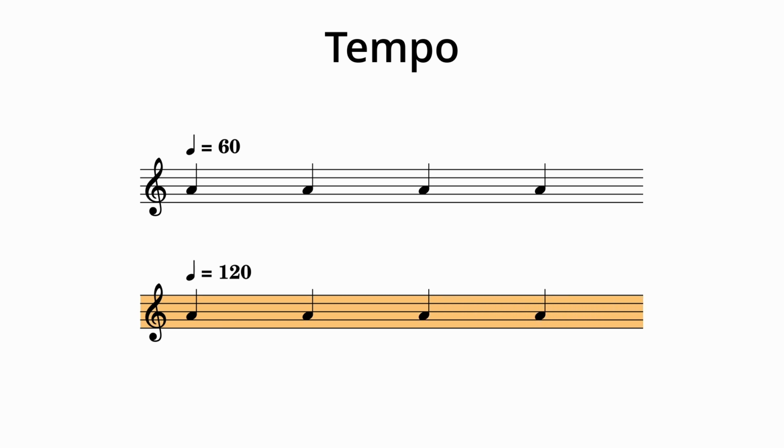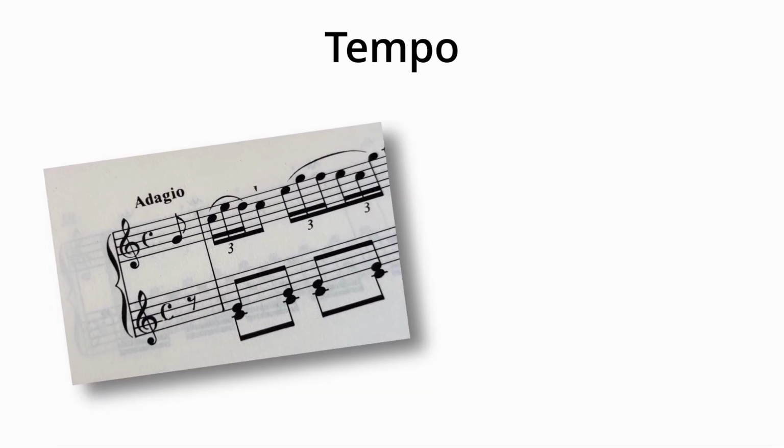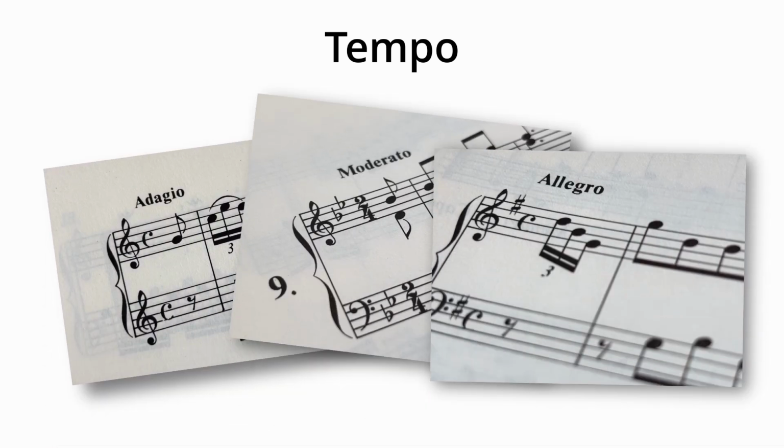In classical music, tempo is usually indicated by Italian terms, such as adagio, moderato, or allegro, which tells you more about how the piece should feel instead of a precise number of beats per minute.